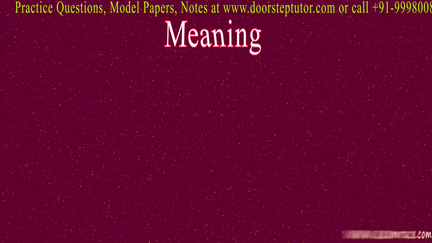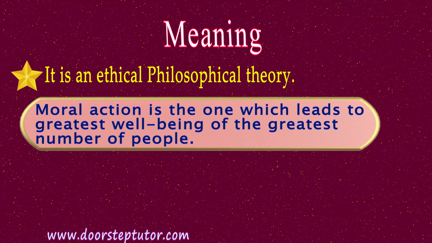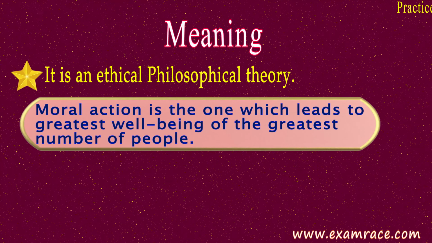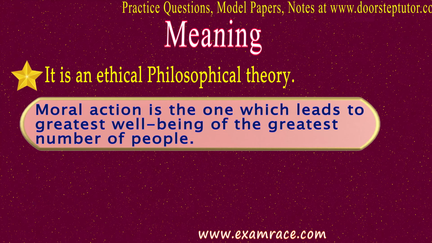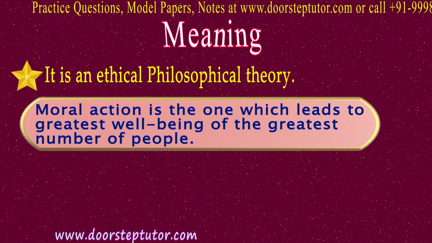Utilitarianism is an ethical philosophical theory according to which an action is regarded moral in nature if the result of that action leads to the greatest well-being or the greatest happiness for the greatest number of people. This greatest happiness or greatest well-being for the greatest number of people is the maxim of utilitarianism. In simpler words, according to the theory, a moral action is the one which is more favorable to more number of people.